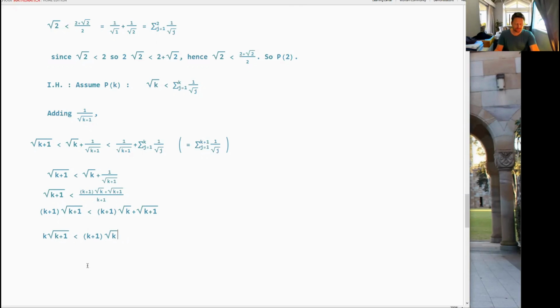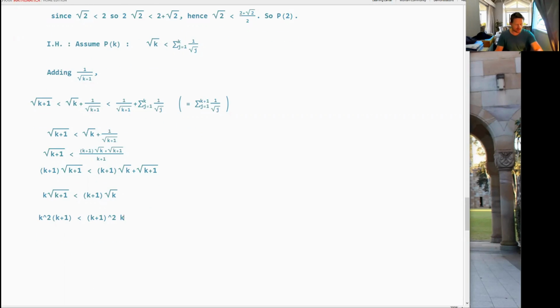Now this holds true because it holds true for their squares. In other words, if I square this, then what I have is k plus 1 here, and I have this k being squared, and then likewise k plus 1 squared there, and then a k here. So you could expand that and show that it's in fact greater. So let's do that. Let's expand both sides.